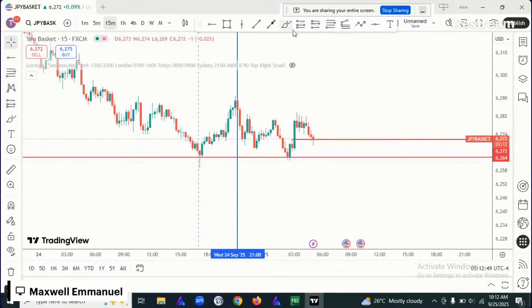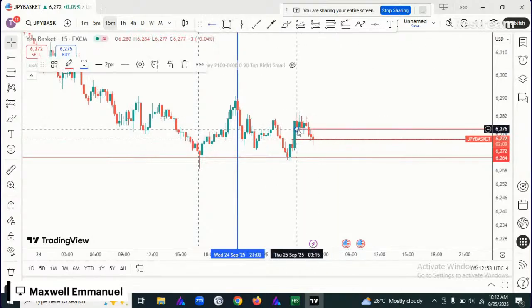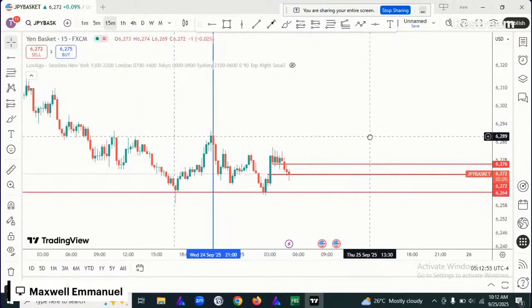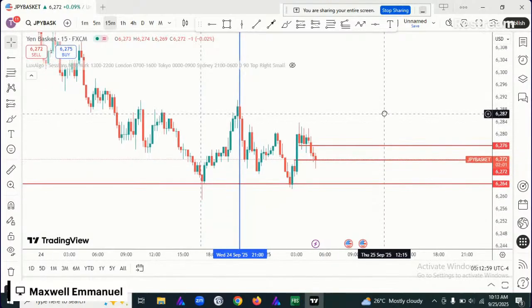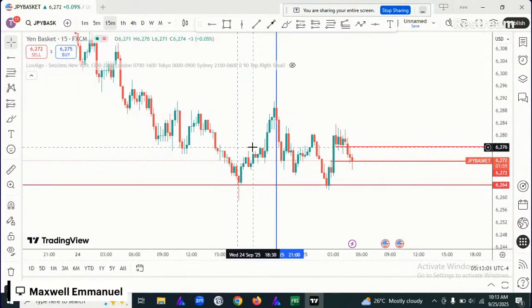You can see this fair value gap. After filling this fair value gap, if it gives us a bullish reversal pattern, one can consider buying yen baskets. That's my take on yen. I am bullish on yen.